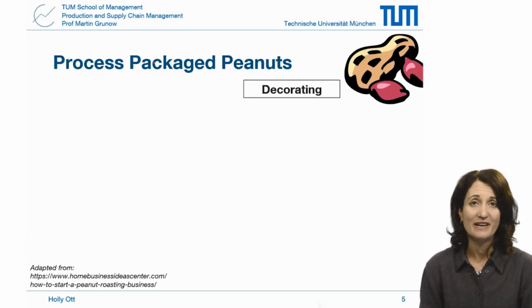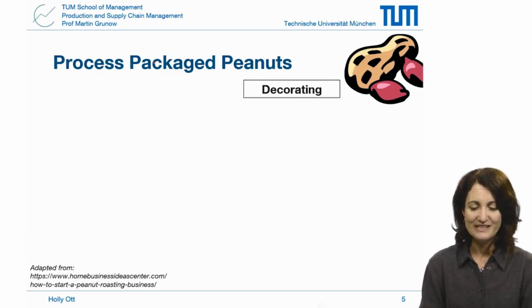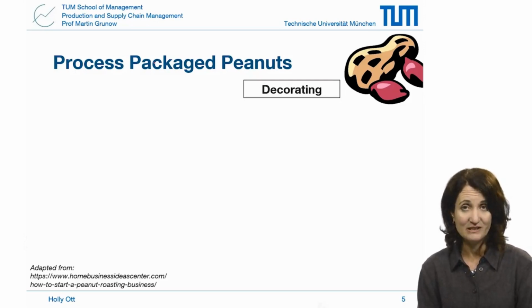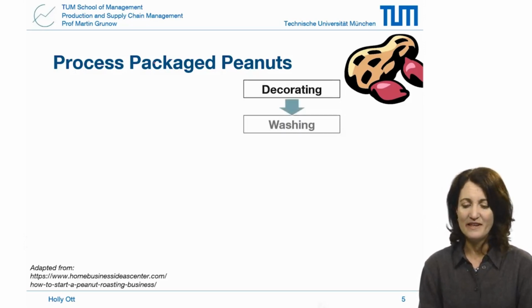First is the step decorating. This is basically when you're taking off the shells. And you can do this with a machine or just by hand. And then, of course, you would wash the peanuts. So you would remove the shells or any dirt or any dust.